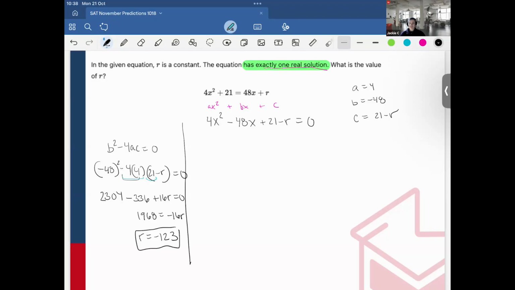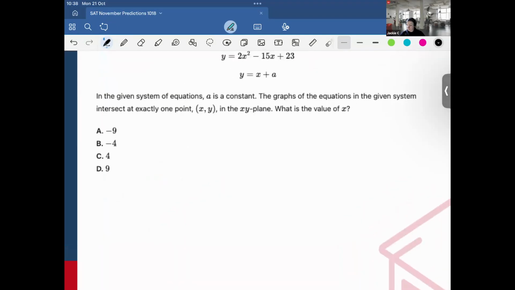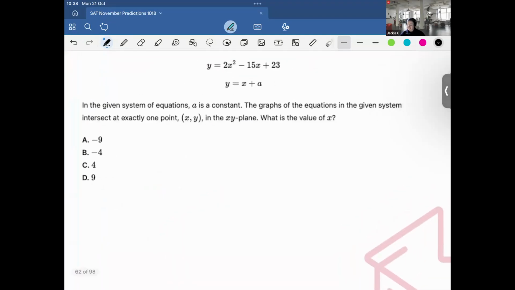So, straightforward, simple question, but definitely be familiar with this concept because it appears on basically every single SAT exam. Let's see another variation, more difficult. In the given system of equations, a is a constant, and the graphs of the equations in the system intersect at exactly one point, aka they have one real solution. And then what is the value of x?